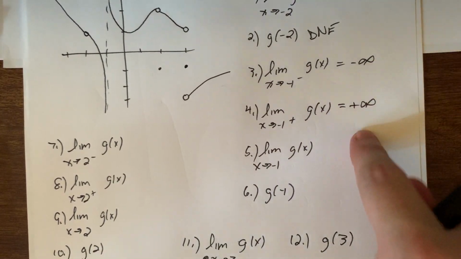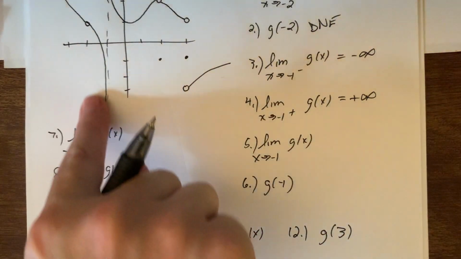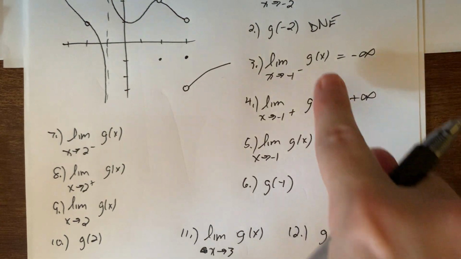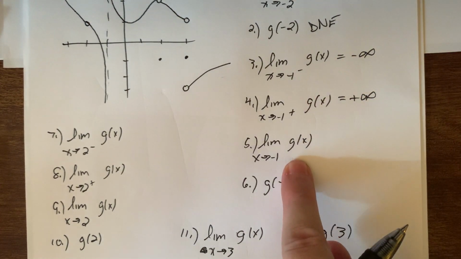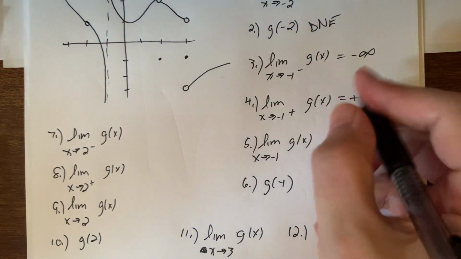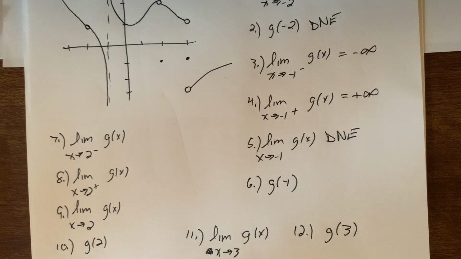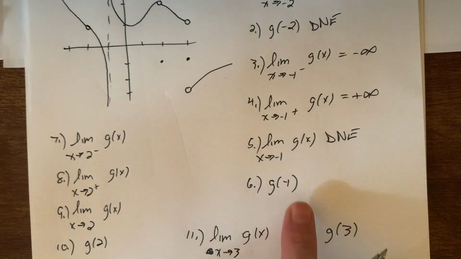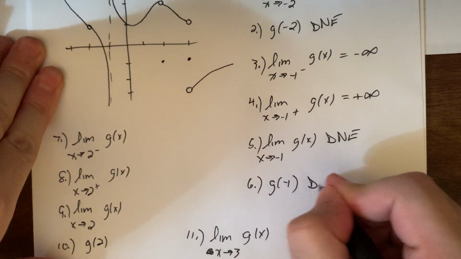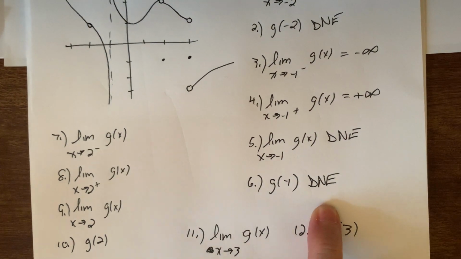But these answers are not the same. So if I just did this one right off the bat, I'd see I'm not going to the same place. The limit does not exist. But you could always break it down, whether the problem asks you to or not. From the left, -infinity. From the right, +infinity. That is exactly the situation when a limit does not exist. And then g of -1, again, no point to go with that asymptote. That's another undefined point, does not exist.